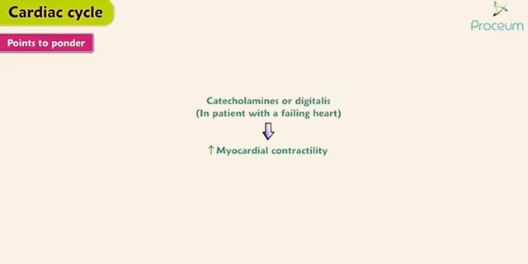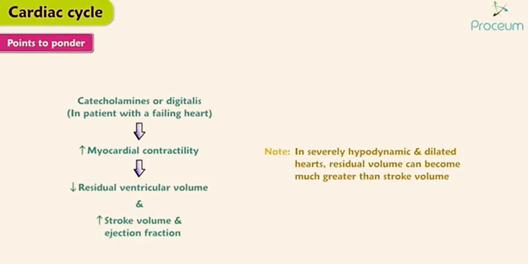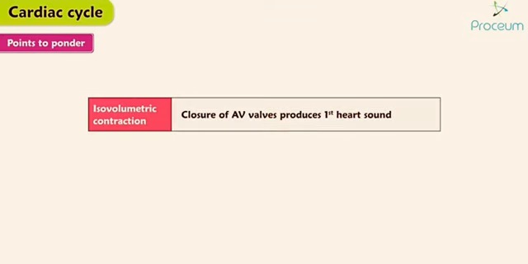Myocardial contractility increases with catecholamines, which are adrenergic drugs that act on alpha or beta receptors, and there is also a decrease of residual ventricular volume and an increase of stroke volume and ejection fraction. Note, in a severely hypodynamic and dilated heart, residual volume can become much greater than stroke volume.